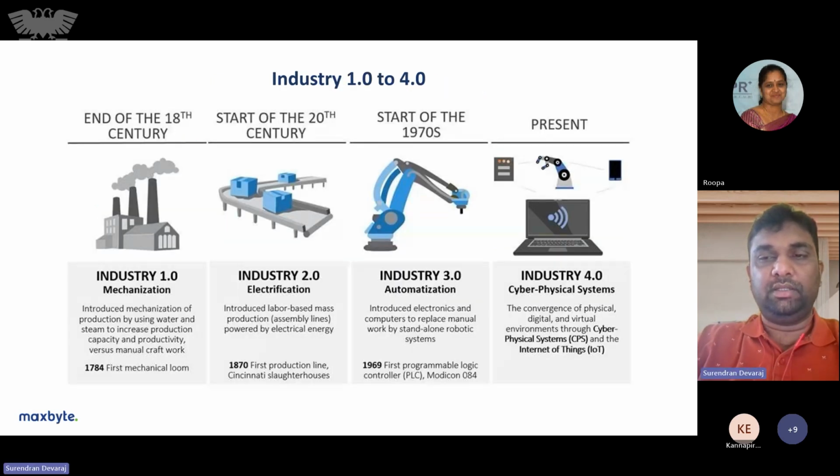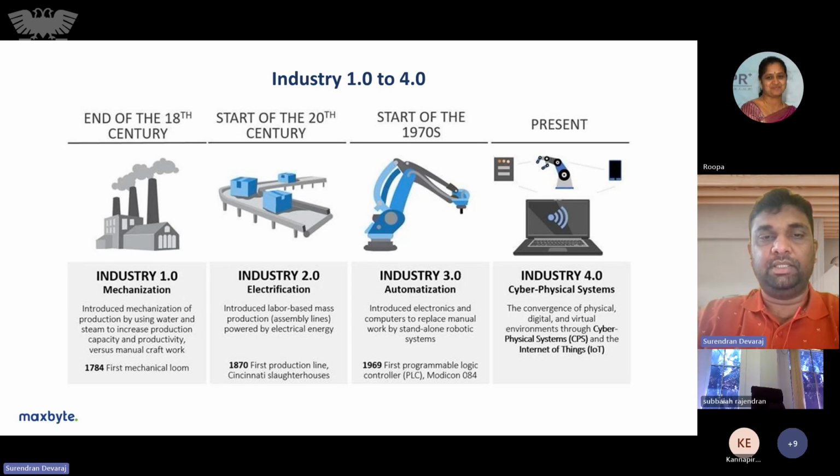This is basic information that most of us would know about how the Industry 4.0 era started. We started with Industry 1.0 back in 1700, where mechanization primarily came into the picture, and then it went to Industry 2.0, where electrification came, and then automation came, that is Industry 3.0. Now we are in the era of Industry 4.0, where we call it cyber physical systems.